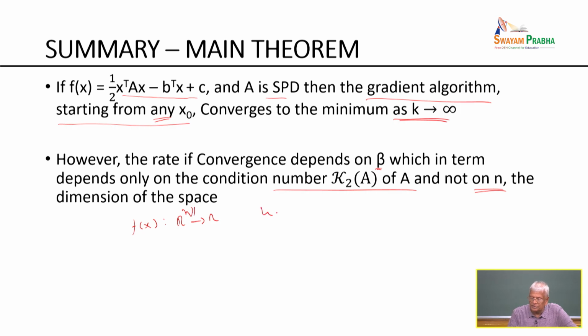K is the iteration number. So, I do not want you to mix k with n. N is fixed. I have a problem of minimization in the n dimensional space. So, the condition number is independent of n. So, that means the theorem holds good for any dimensional problem, but the rate of convergence depends on a single number, which is the property of A, which is the condition number of the matrix A.